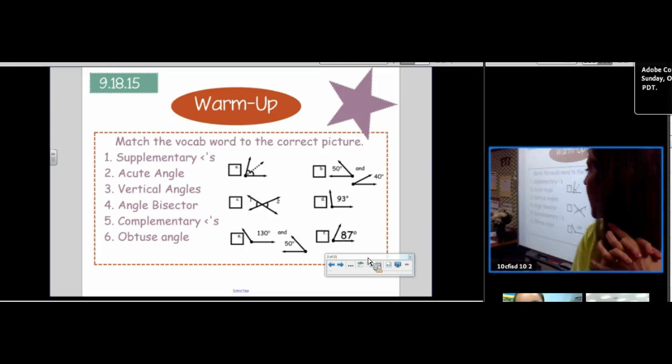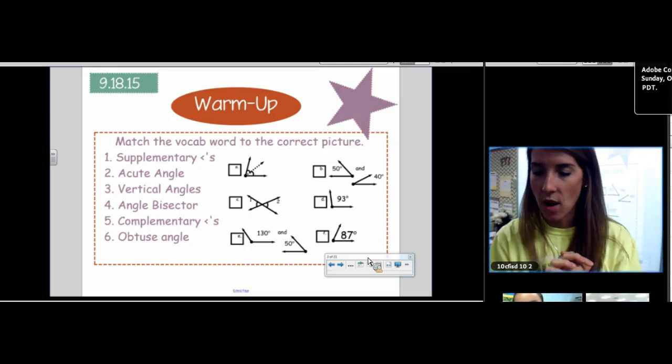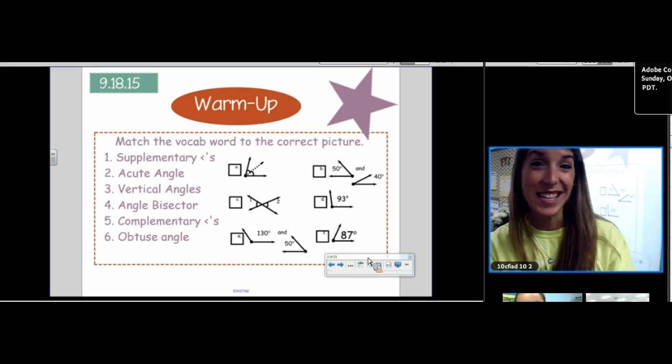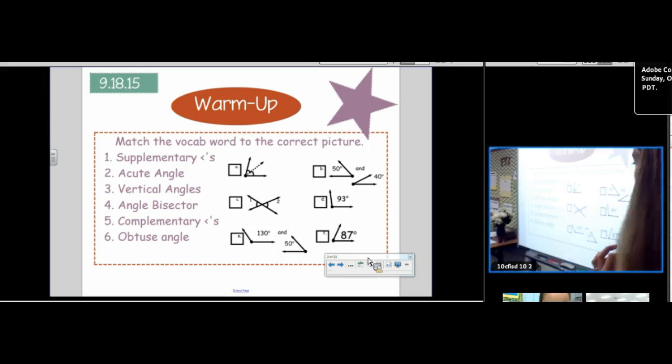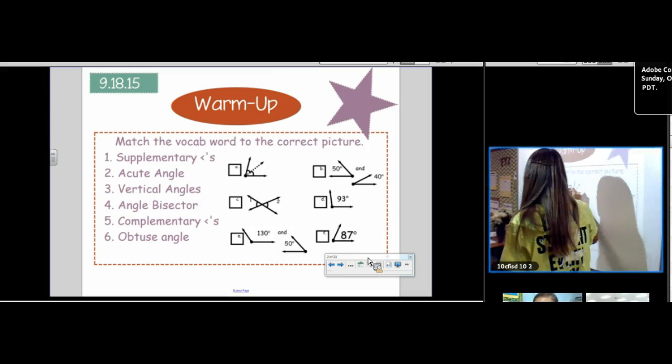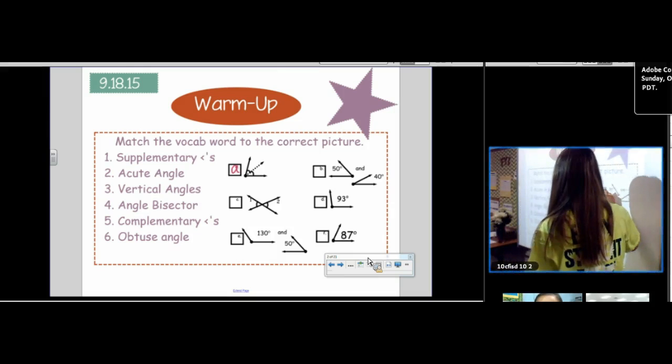So this is kind of to see what prior knowledge you already have, or to see if you did your vocab last night, okay? You probably can't see these letters. I'm going to make them larger. For some reason, they got smaller.